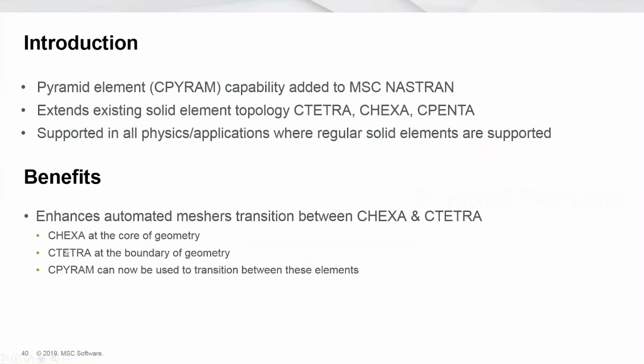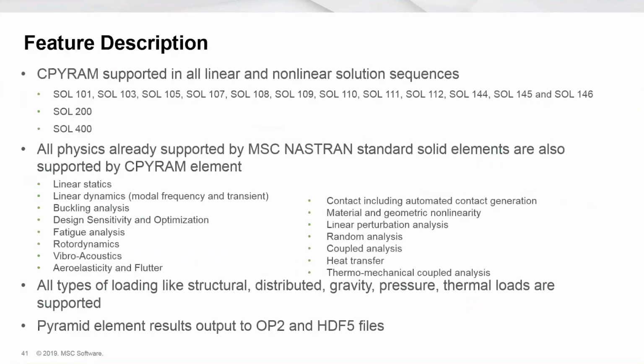So now when you're transitioning from one to the other, one is four-sided and the other one is three-sided. So you can use the pyramid elements now, which is supported in all of Nastran solutions. Here's a little bit of description about how we're supporting it. As I mentioned earlier, we support all linear and nonlinear solution sequences where we also support standard solid elements. They're all listed on the slide, for all the analysis types that are primarily used inside MSC Nastran.